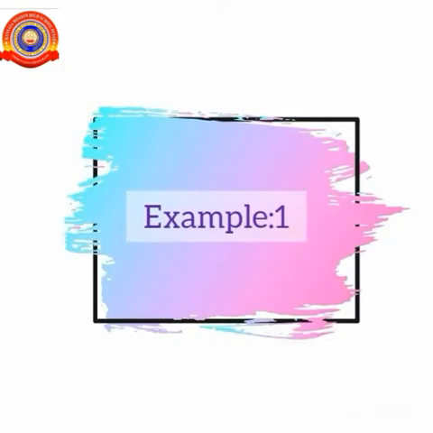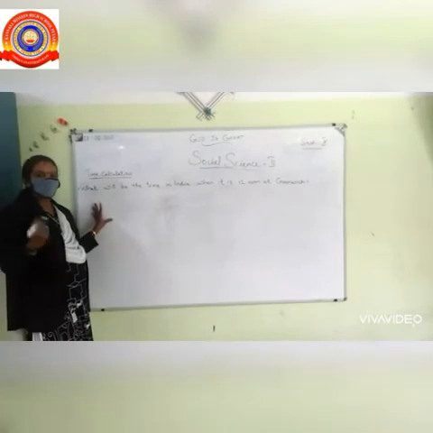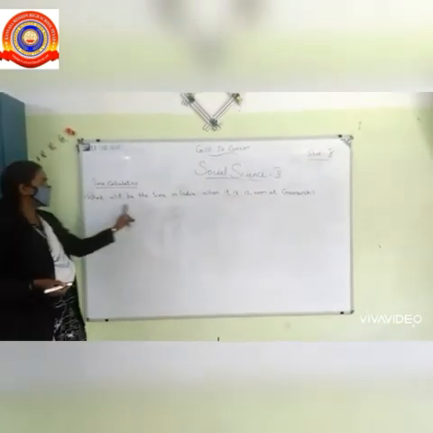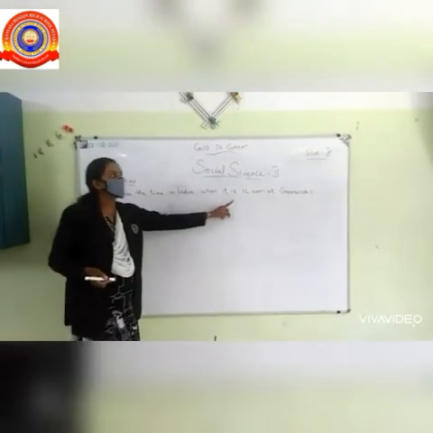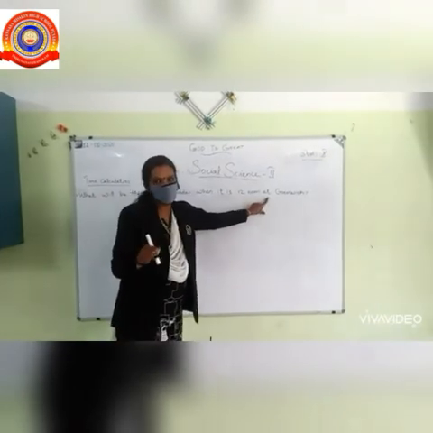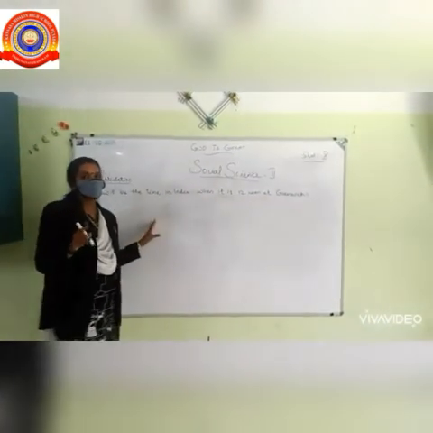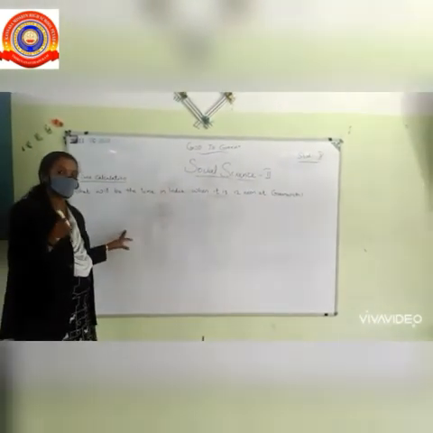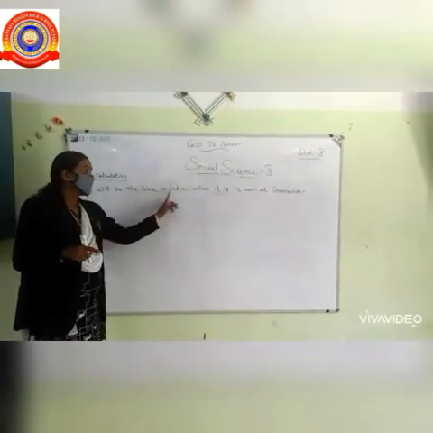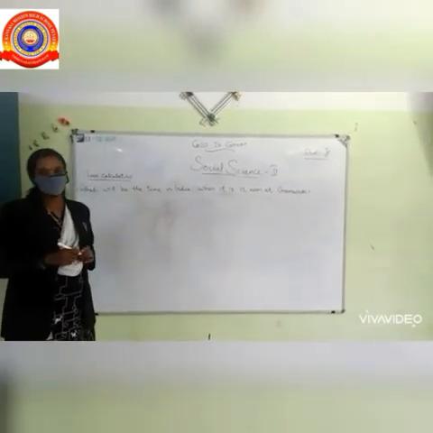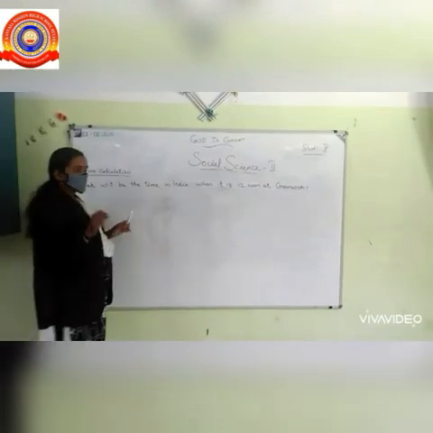Example 1. Let us see the first example. What will be the time in India when it is 12 noon at Greenwich? What is the question here? Yes, we need to find the time in India when it is 12 noon at Greenwich.